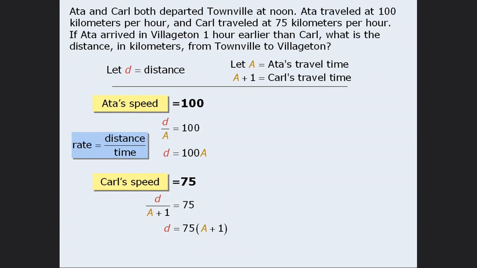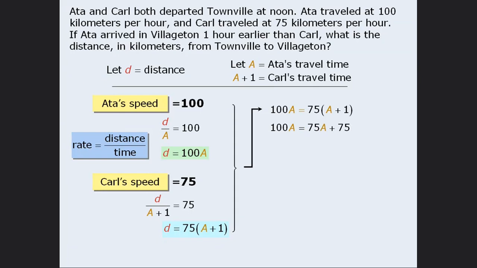From here, notice that our first equation is set equal to d, and the second equation is also set equal to d. As such, we can combine these two equations to write 100a is equal to 75 times a plus 1. To solve this equation for a, we can expand the right-hand side, then subtract 75a from both sides, and then divide both sides by 25 to get a equals 3.